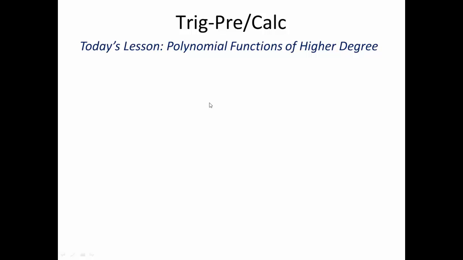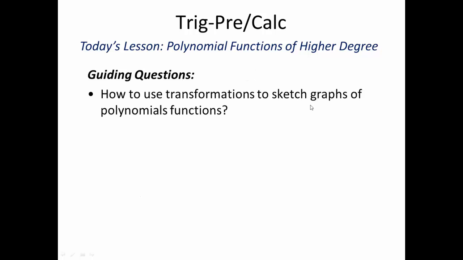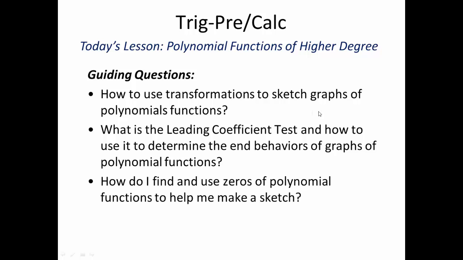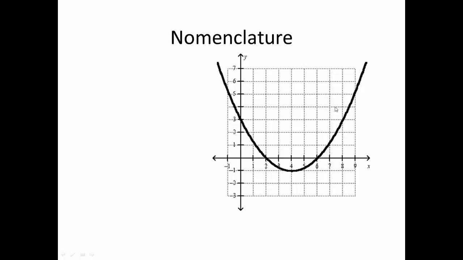Okay, you're going to learn about polynomial functions of higher degree. We've been working with quadratics, right? So now we're going to have exponents that are higher than 2. Got any questions? How to use transformations to sketch graphs of polynomial functions? What is the leading coefficient test and how to use it to determine the end behaviors of graphs of polynomial functions, and how do I find and use zeros of polynomial functions to help sketch the graph?